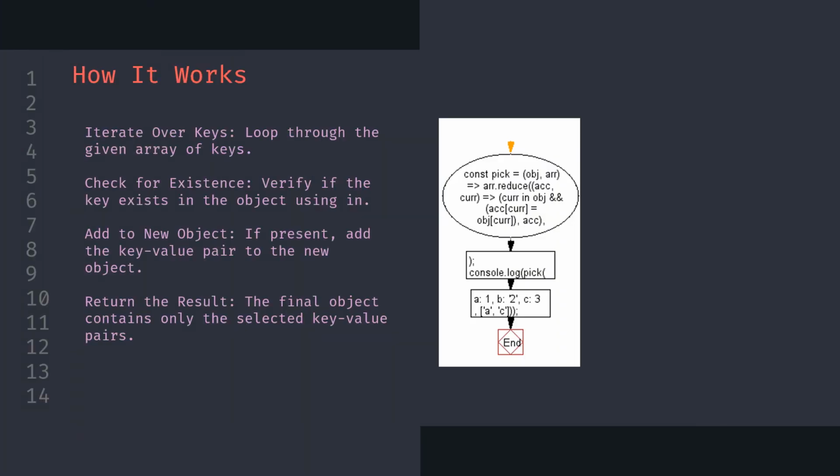The process starts by looping through the specified keys, checking if they exist in the object, and then adding them to a new object. Finally, the extracted key value pairs are returned.